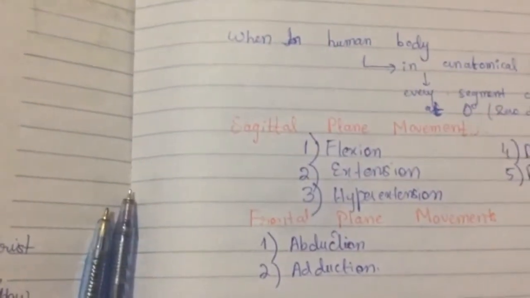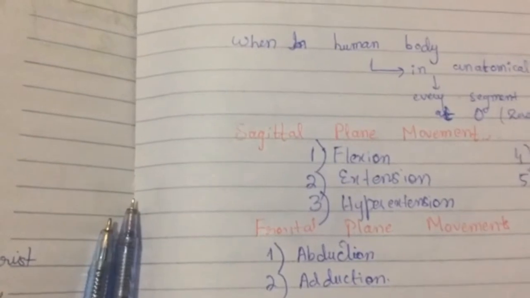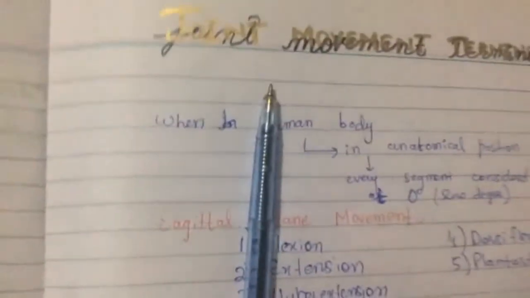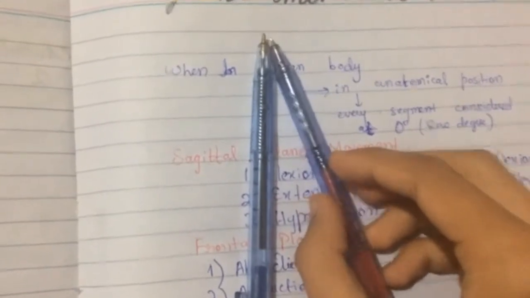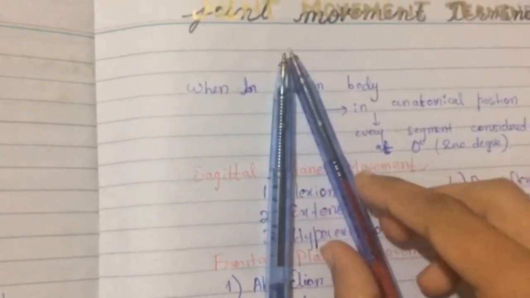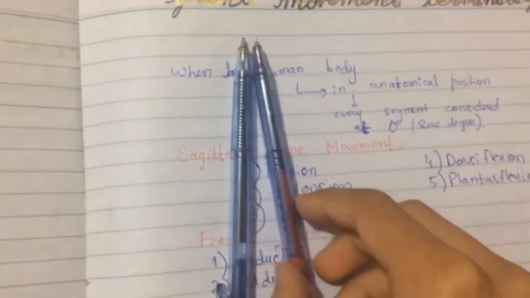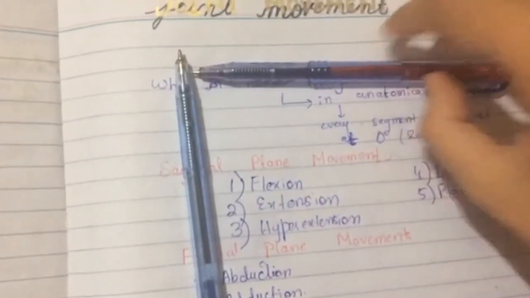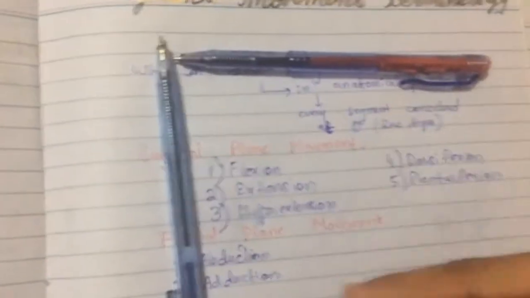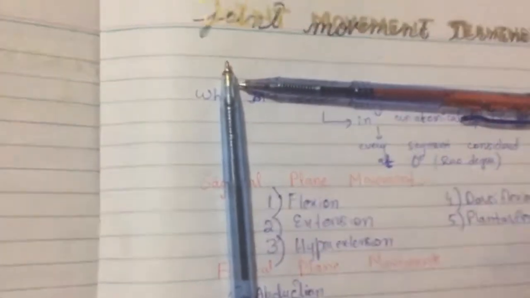We take the two planes like that. This is our body, and this is our arm or shoulder joint. If the arm moves closer to the midline or close to the body, this is called adduction. And if it moves away from the body, away from the midline, this is called abduction. This is the phenomenon of abduction and adduction. These are the two major movements.